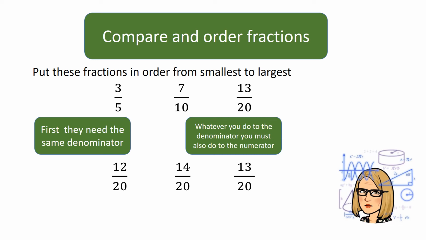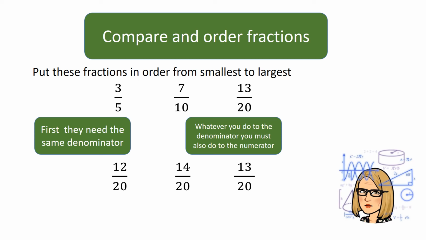Let's see this 7 over 10. Right, to convert that into 20ths, well, I need to multiply 10 by 2 to get 20. And if I've multiplied 10 by 2, I also need to multiply 7 by 2. 7 times 2 is 14. So 7/10 becomes 14 over 20. And 13 over 20, well, that's out of 20 already.